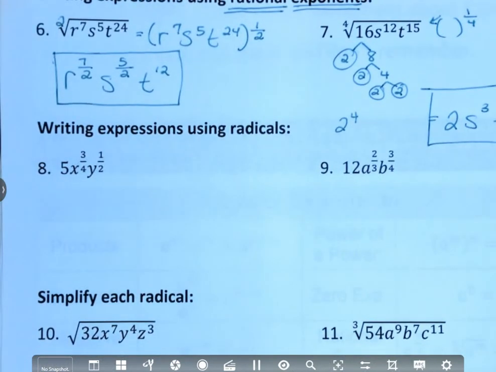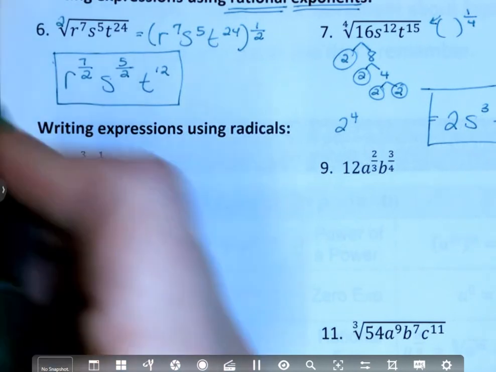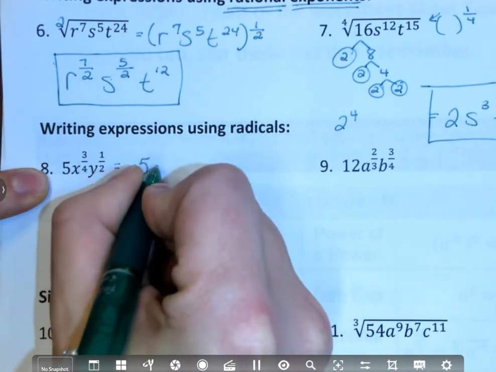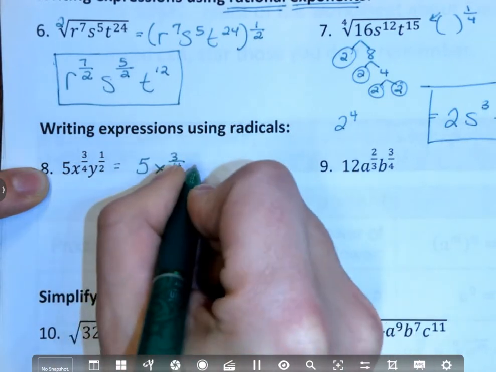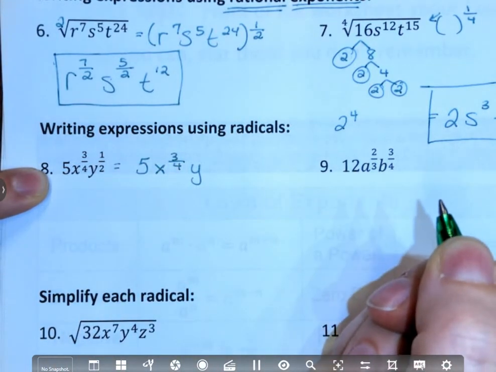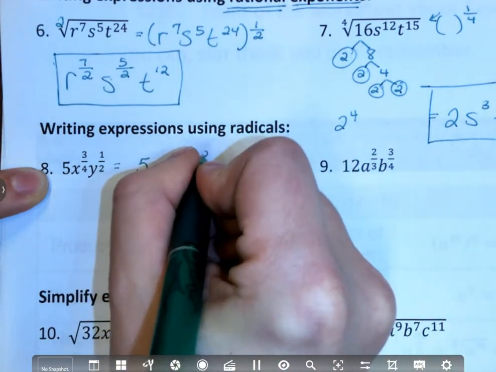This is where folks had a little bit more difficulty. Using radicals. Does anybody remember what I had to do first in order to write this with a radical? With one radical. Yeah, we need a common denominator for all of our exponents. So, what would the common denominator be? 4. So x to the 3/4 stays the same. Y would be to the 2/4.